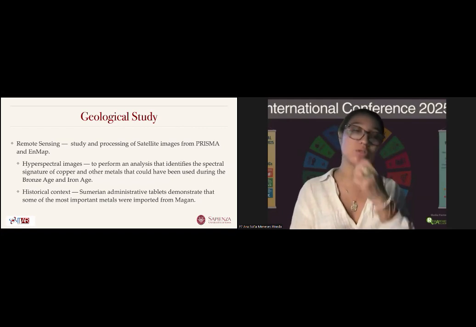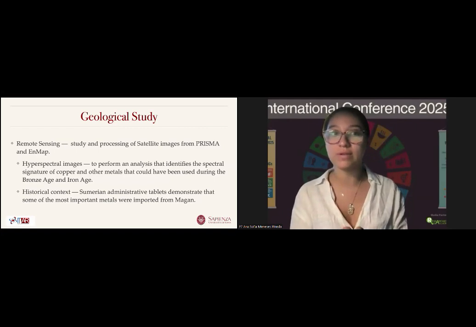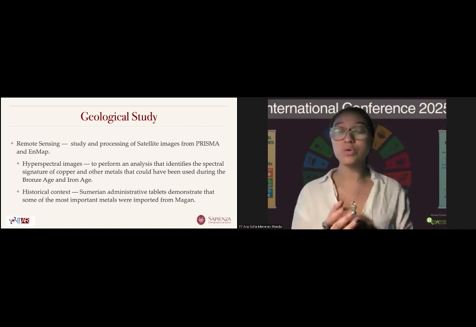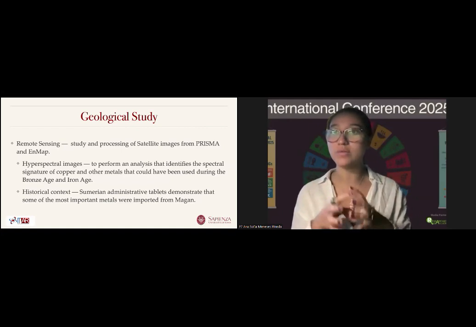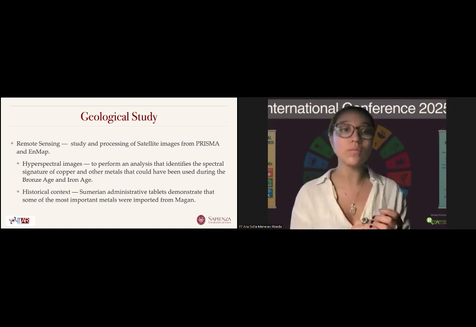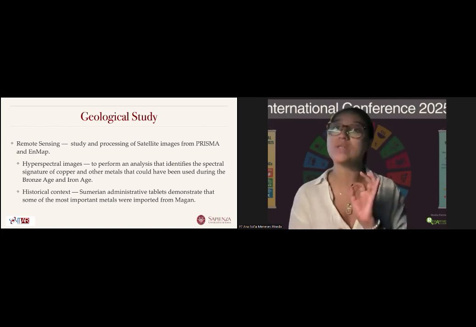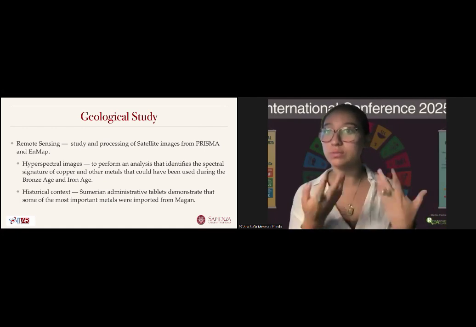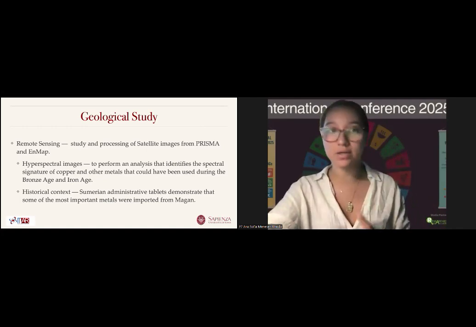So basically, the historical context for this is that we know from Sumerian cuneiform administrative tablets that these metals were important from Magan, which is nowadays Oman. So we're trying to get all the satellite images that we can from this particular area of Oman, and then pinpoint the spectral signatures, particularly for copper, because it was the most important metal that was exported towards Sumer, which would be Mesopotamia. So let's say nowadays Iraq.